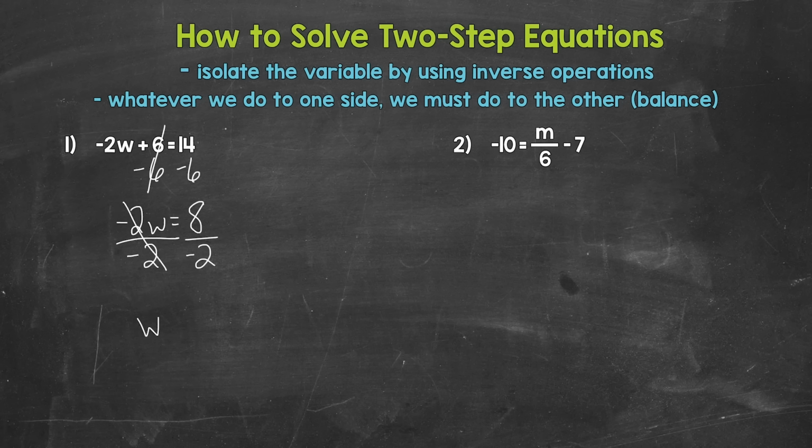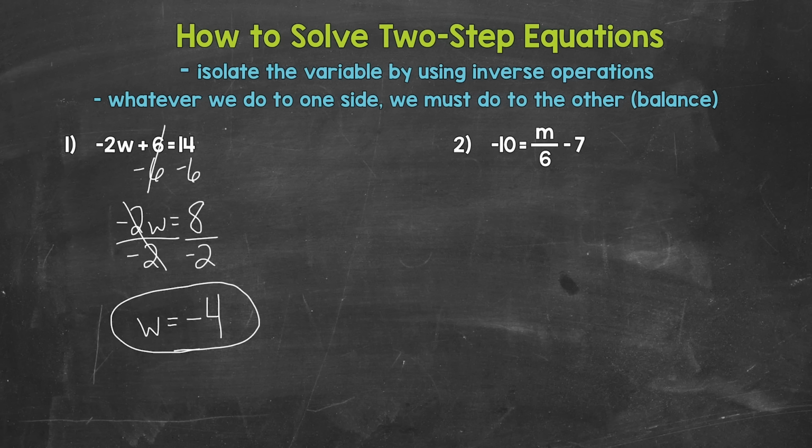W is now isolated. So we have w equals, and then on the right side of the equation, we have 8 divided by negative 2. So we have a positive 8 divided by a negative 2. When we divide a positive by a negative, we get a negative. So 8 divided by negative 2 gives us negative 4. So we need to be careful there when we have negatives involved. w equals negative 4. And that's our solution.